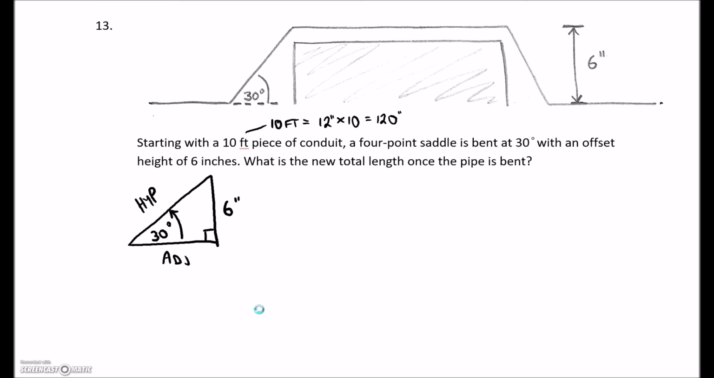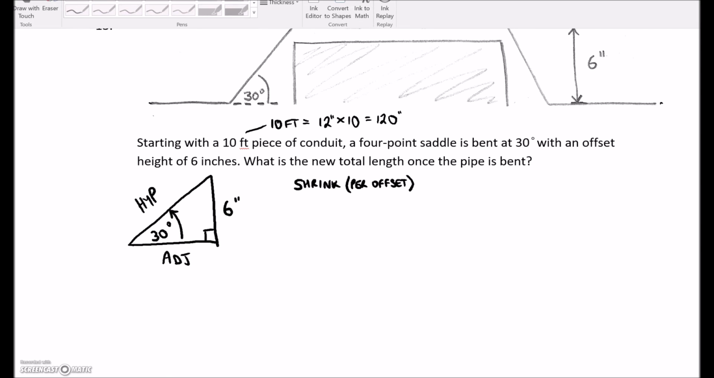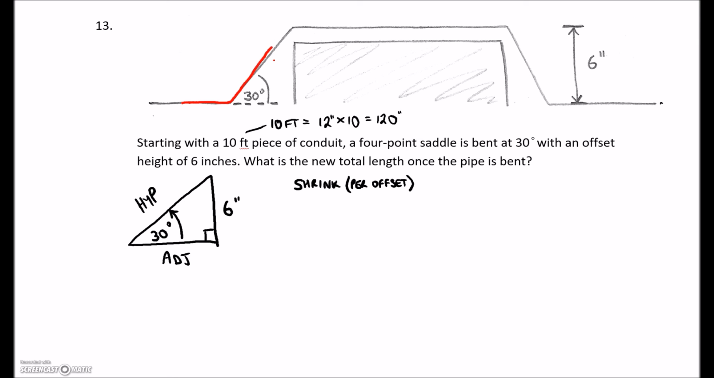And then we need the adjacent, because of the shrink, the amount that the pipe is going to shrink per offset. And by offset I mean that every time we do an offset like this, we're going to lose a certain amount of distance on our pipe, and the difference is our hypotenuse minus the adjacent value. So let's find those two values.